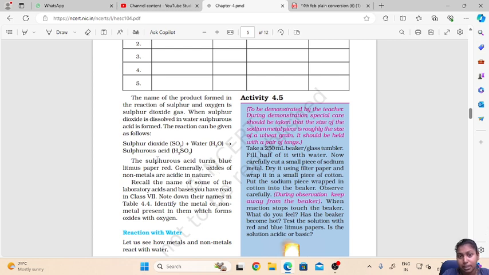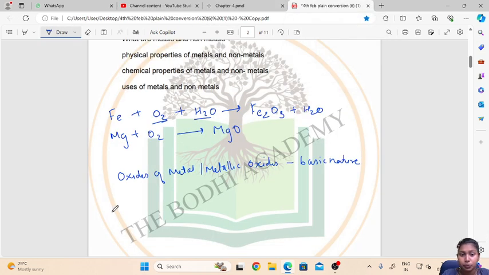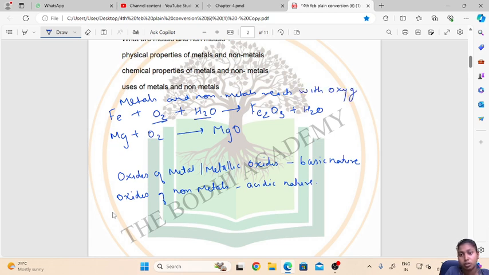So here, oxides of non-metals are acidic in nature. So this is what happens when metals and non-metals react with oxygen.